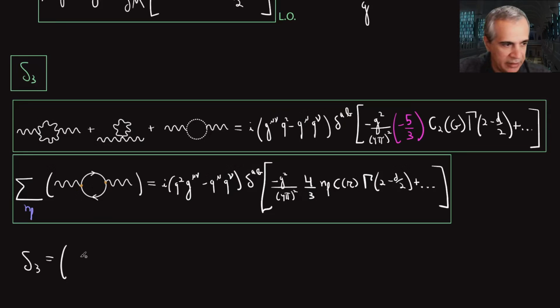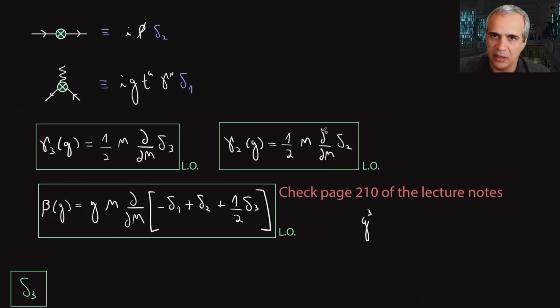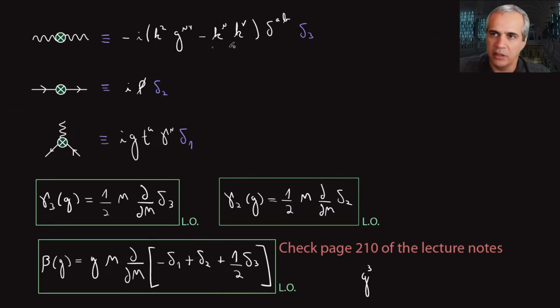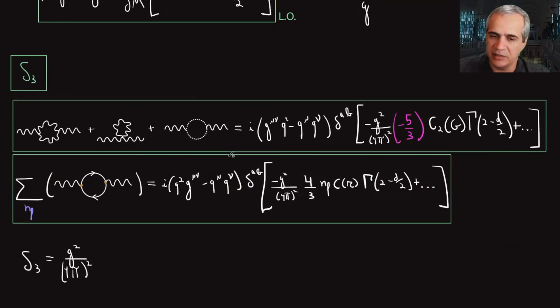So let me write it like this. I'll just put a g square over 4 pi square here. Notice this structure I don't need to worry about because that's explicitly included in the Feynman rule for the counter term, right? So this guy here needs to be equal to the same thing multiplying that over there. Even the sign is already there to provide for the cancellation.